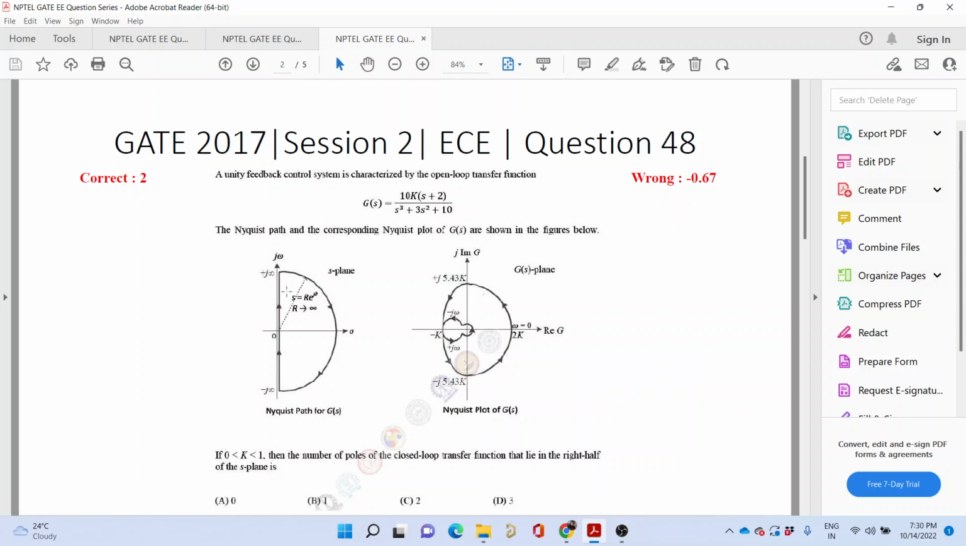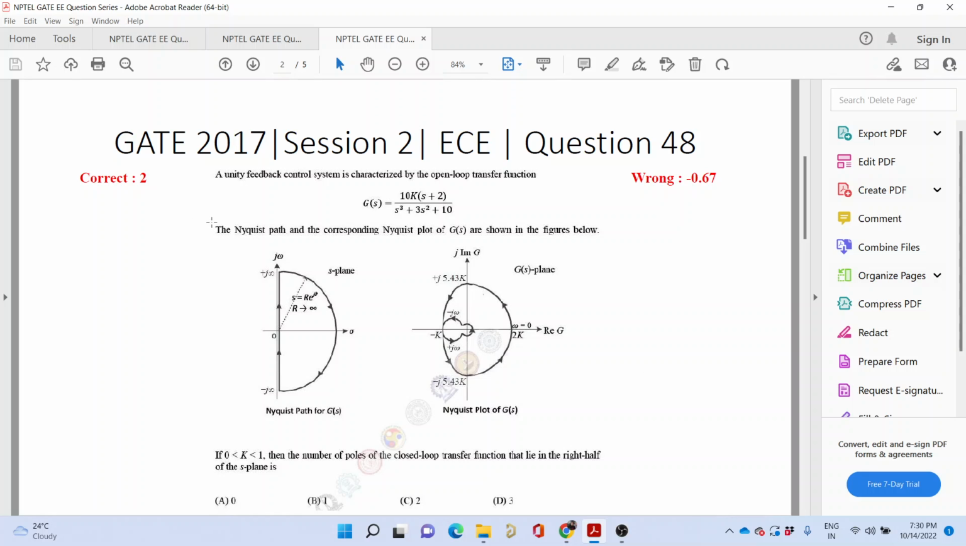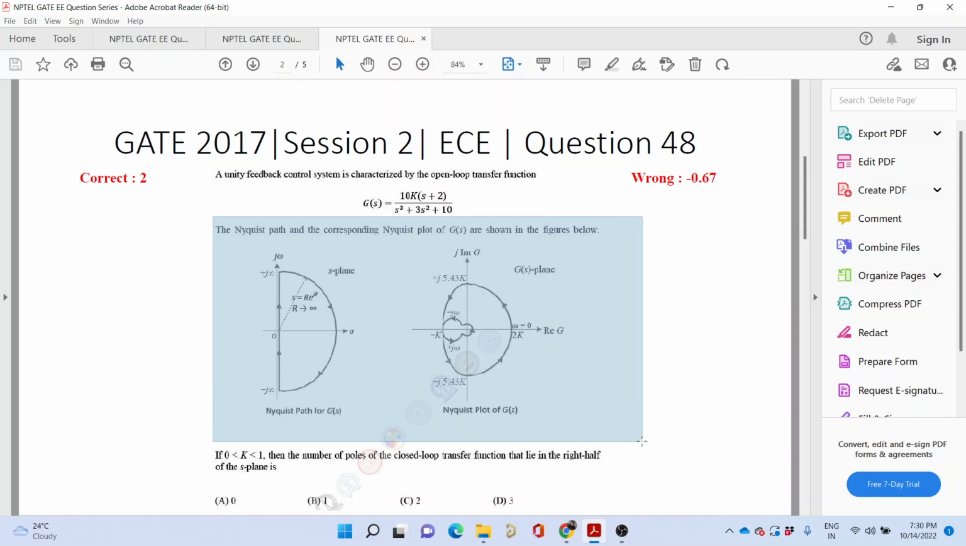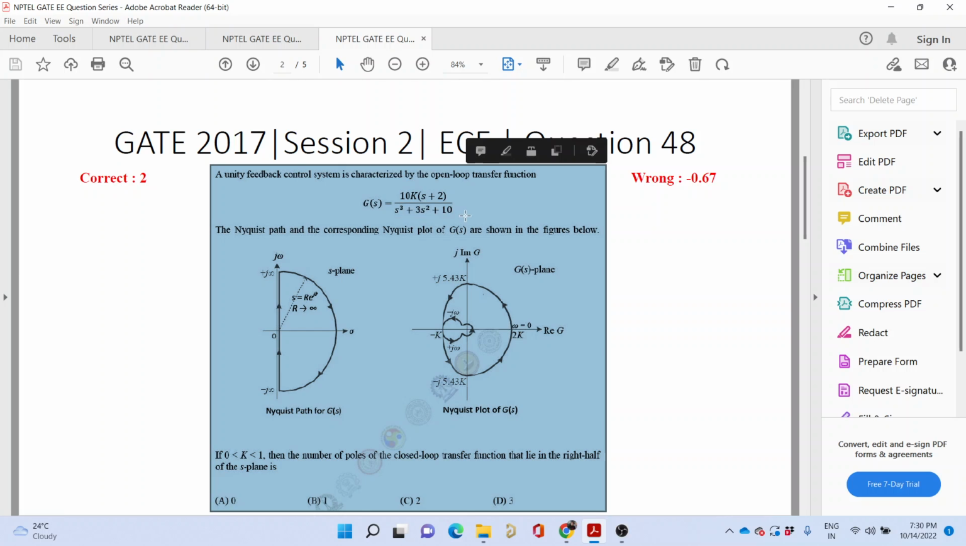So basically, if we use Routh criteria, there is no need for all this Nyquist plot at all. There is no need for a Nyquist plot in this question. Using Routh criteria is the smart way, because for using the Nyquist criteria, you need two pieces of information: the number of encirclements that you have, and the number of open loop poles that you have.